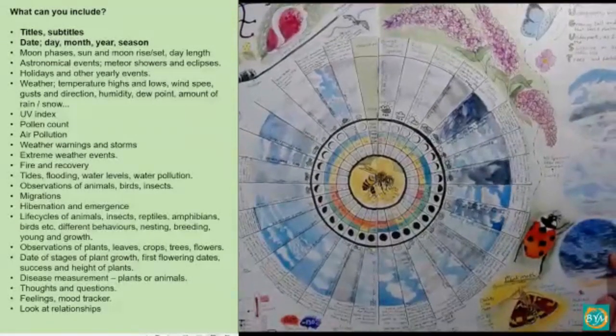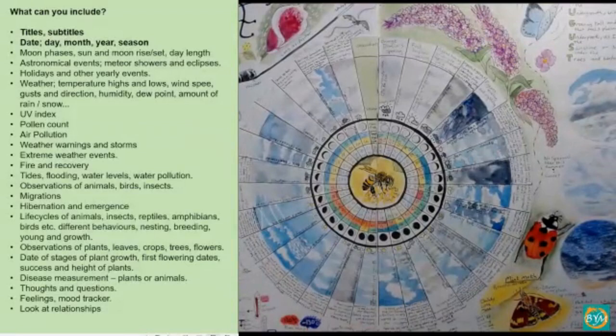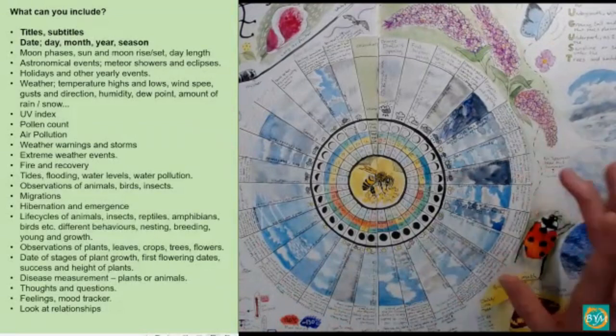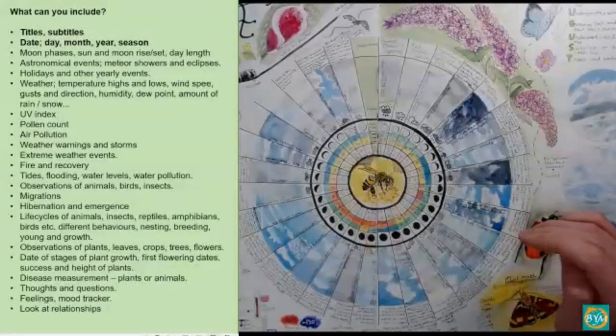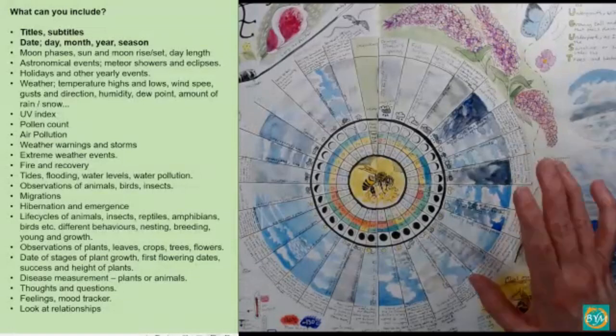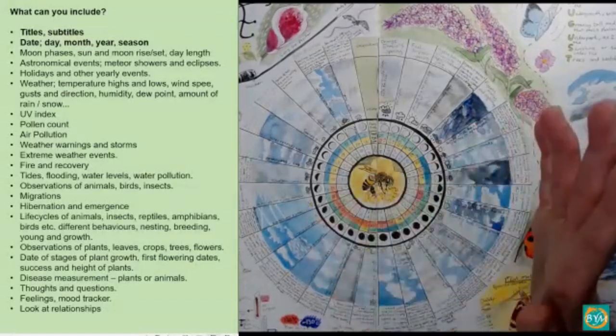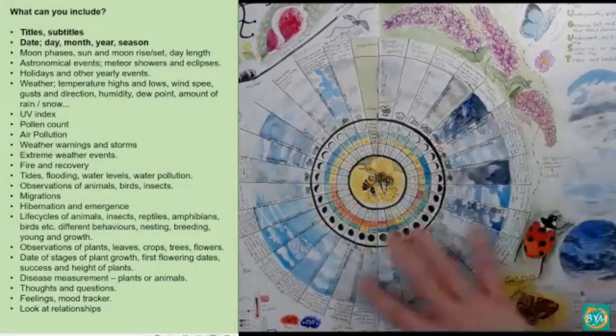Don't try and do everything. Okay, other things. So astronomical events, meteor showers, eclipses, anything interesting going on in the sky. You can also put in holidays of different sorts and yearly events. So on some of these, I've put in fun national days like National Cheetah Day or something like that. Other places I've put in Christmas. Other people will be putting in things like solstices, equinoxes. I've put some of those into some of the wheels.